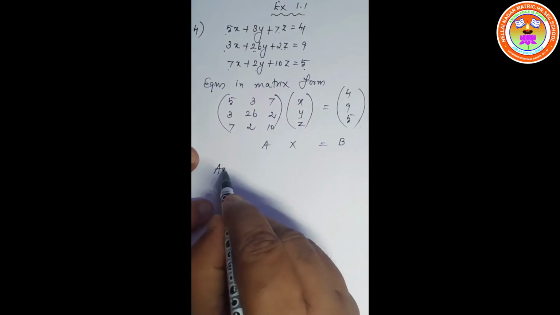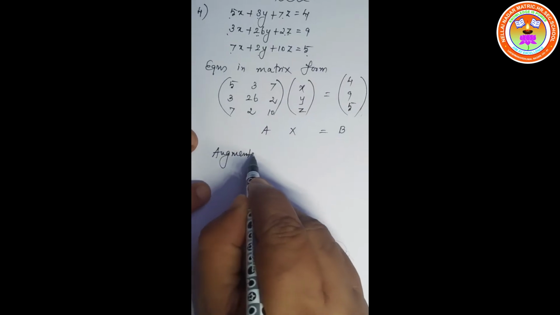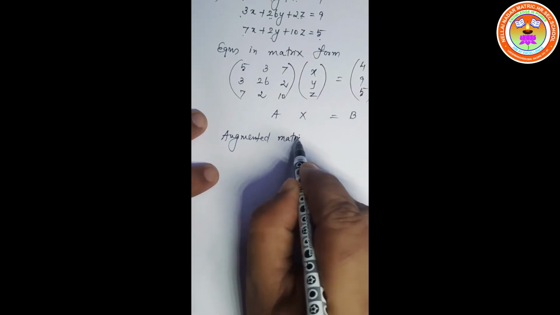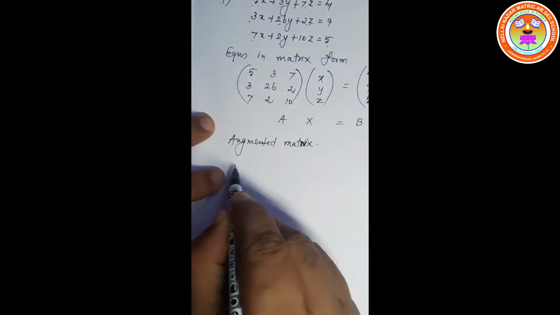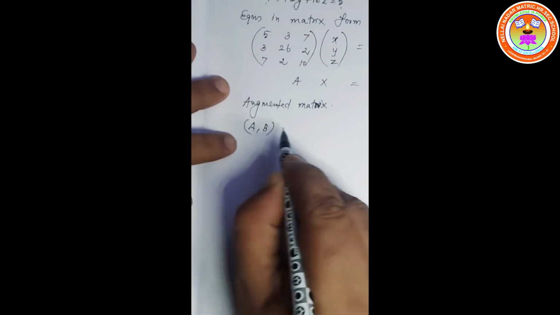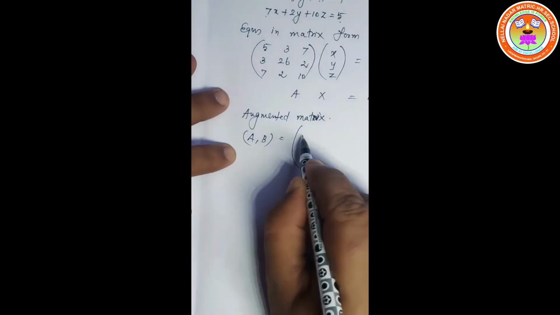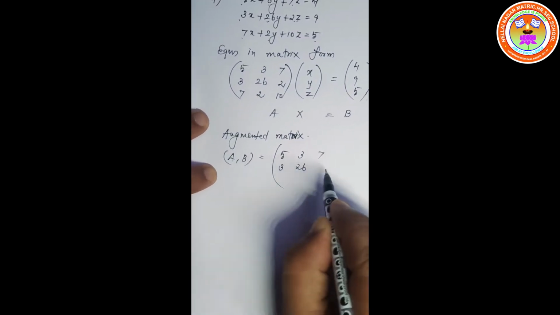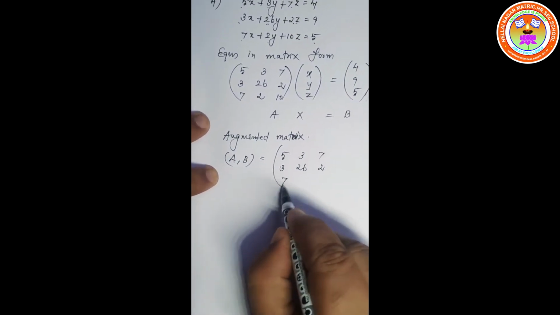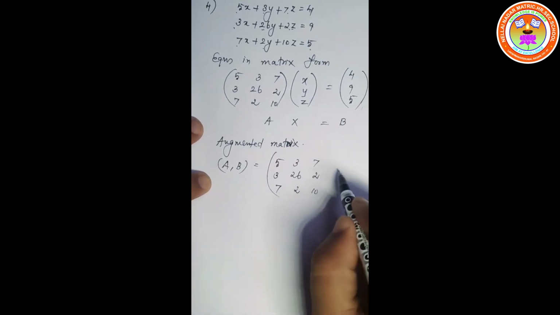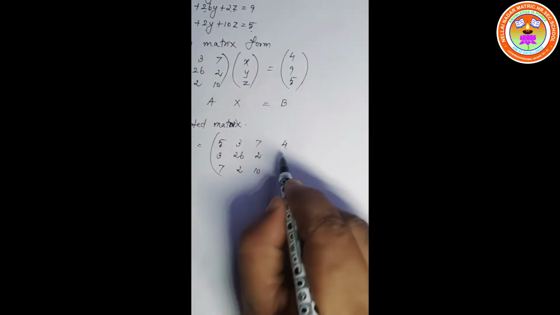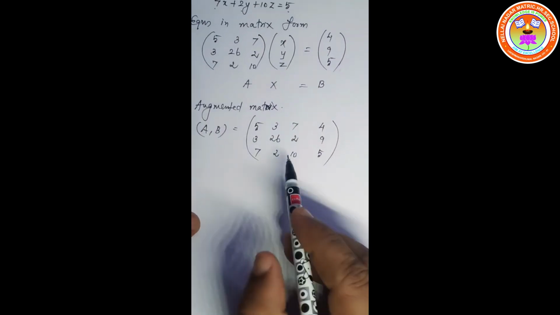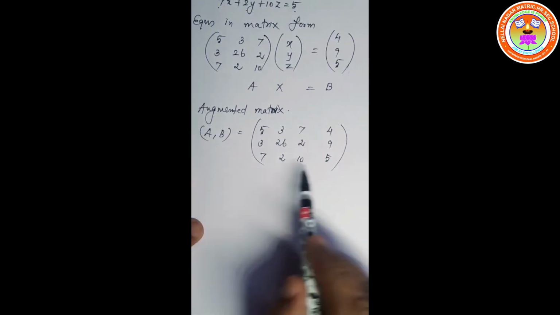Now the augmented matrix. Two matrices together, A and B. First the A matrix 5, 3, 7, 3, 26, 2, 7, 2 and 10. Then followed by the matrix B, 4, 9, 5. We have to change this into echelon form.